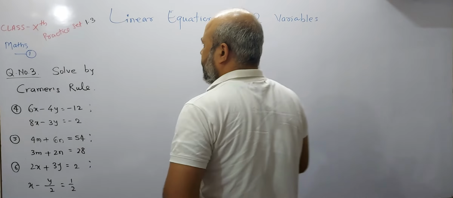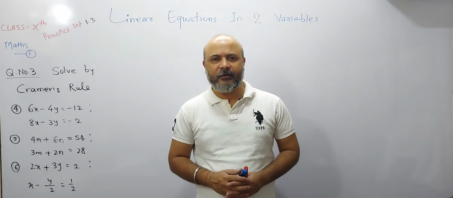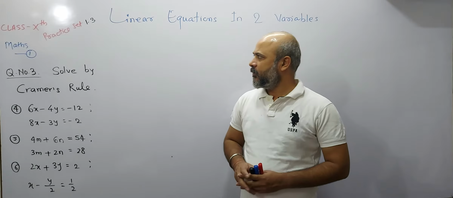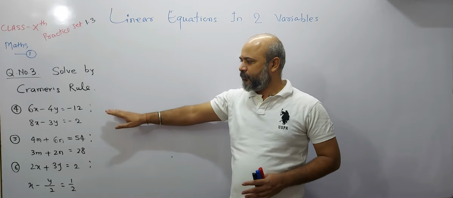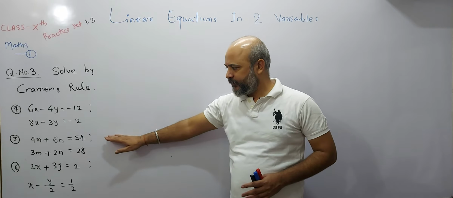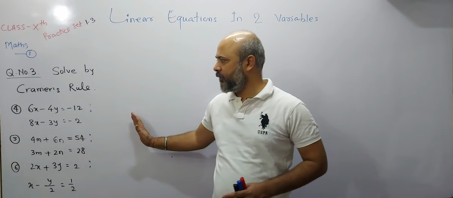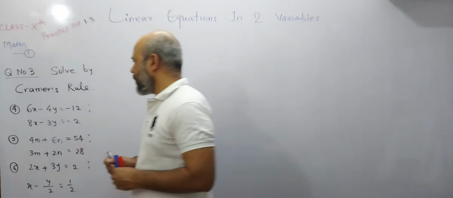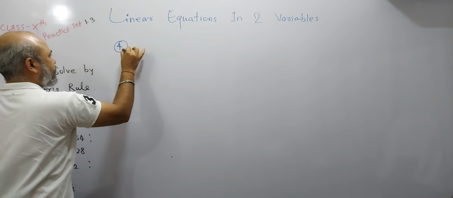Hello students, this is practice set 1.3 and we are going to solve the remaining questions of practice set 1.3, question number 3. So the fourth question, fifth question and sixth question are remaining. We are going to solve these by Cramer's rule. So let's start. First we'll start with the fourth one.